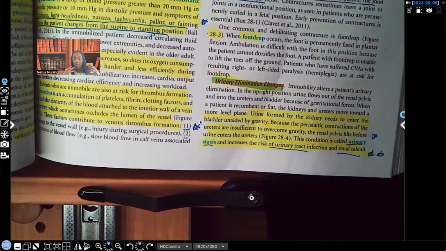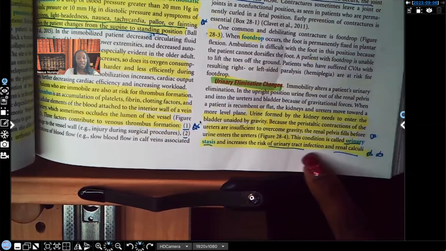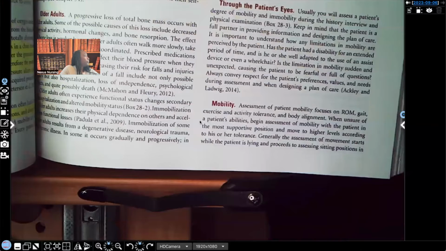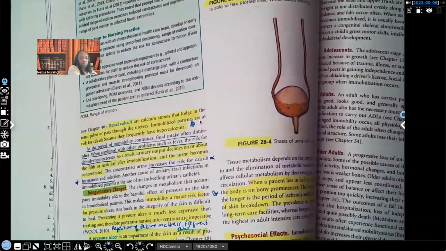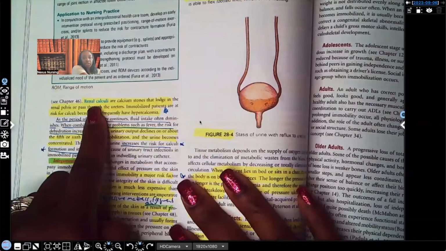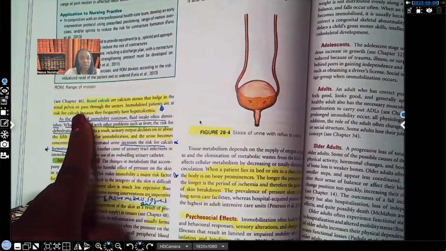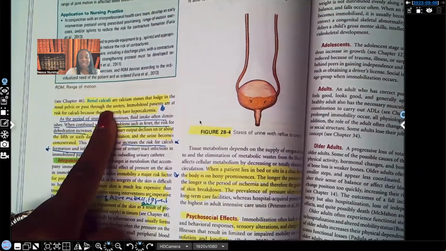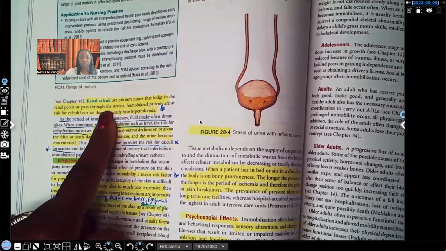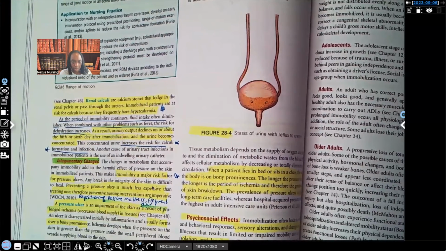You need to know that the complications, urinary stasis can cause UTI, renal calculi. Renal calculi, these are calcium stones that lodge in the renal pelvis or pass through the ureters. The same calcium that was supposed to be making the bone strong, but because the patient wasn't moving around, the calcium left the bones and went to the bloodstream. That calcium. Let's keep going. Let me make this a little bit bigger for you guys.